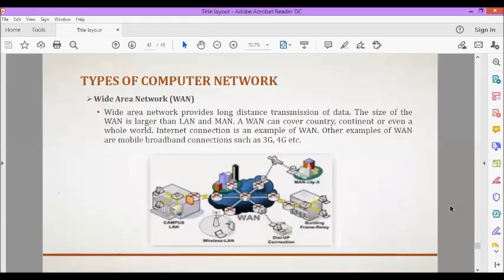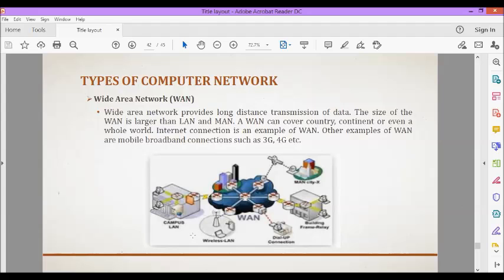Next, we have the wide area network or WAN. So a wide area network provides long distance transmission of data. The size of the WAN is larger than LAN and MAN. A wide area network can cover a country, continent, or even the whole world. Internet connection is an example of one. Other examples are mobile broadband connections such as 3G, 4G, and now we have 5G.